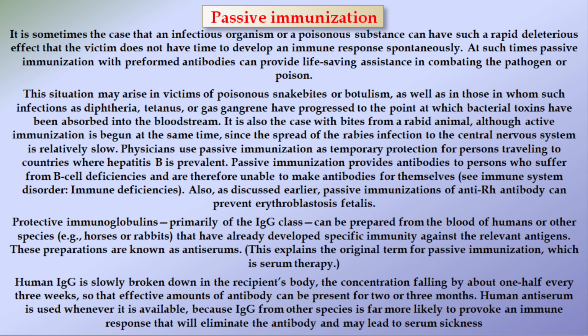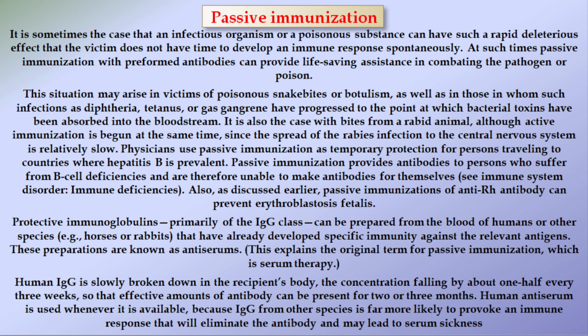Protective immunoglobulins, primarily of the IgG class, can be prepared from the blood of humans or other species, for example, horses or rabbits, that have already developed specific immunity against the relevant antigens. These preparations are known as antiserums. This explains the original term for passive immunization, which is serum therapy.